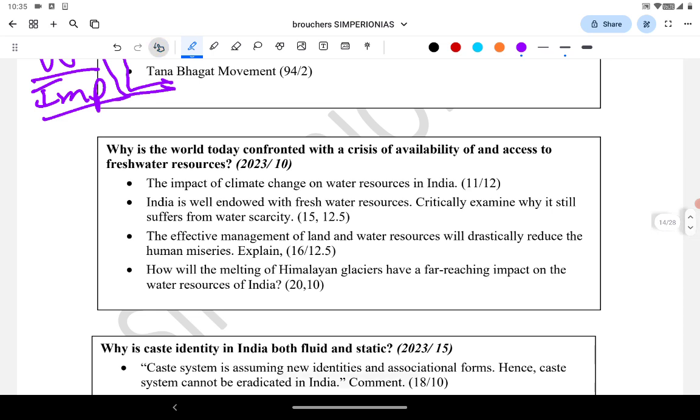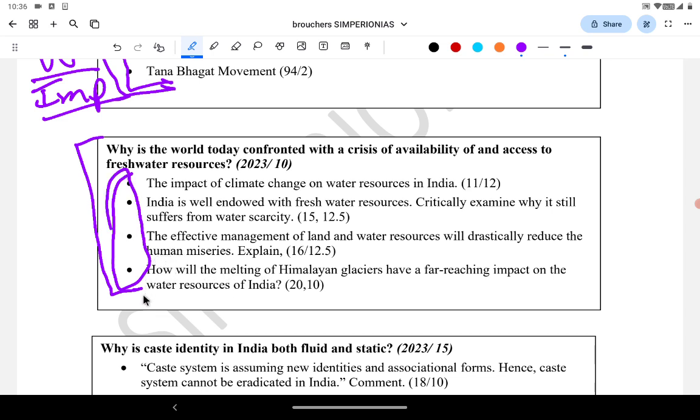Let's take the next question regarding freshwater resources. Why is the world today confronted with the crisis of availability and access to fresh water? So it is saying why the world today is facing challenges in accessing fresh water. They've asked this question 4 times. They've asked this question in multiple ways.